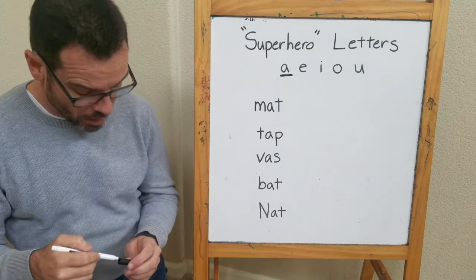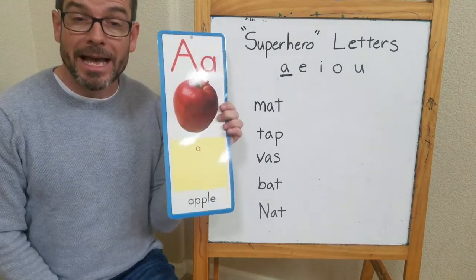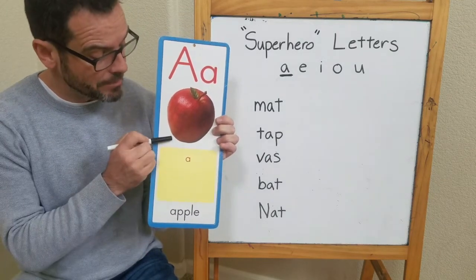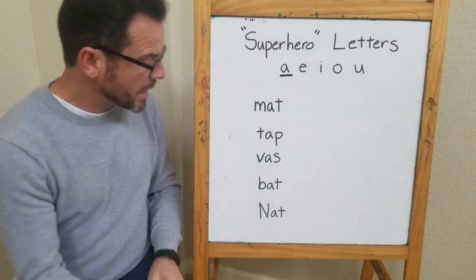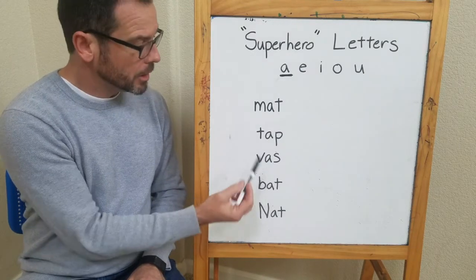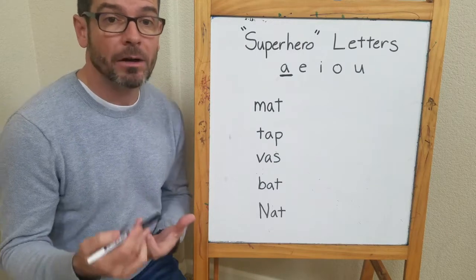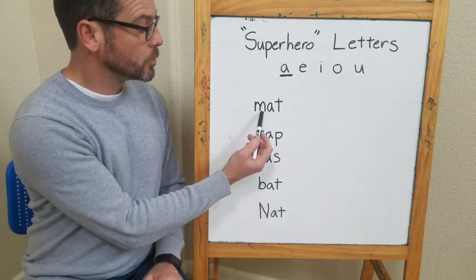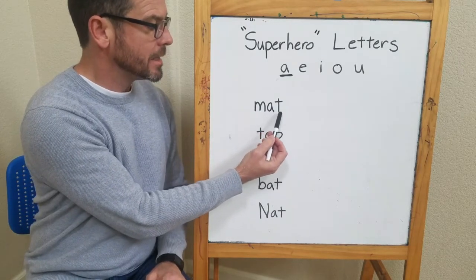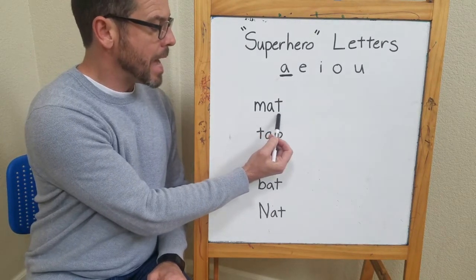So you guys already know that A makes the A sound, as in apple. And of course, we've been practicing that all year. So you know that A makes the A sound. And if we take a look at some words right here that have the A in them, you know that when we read these, we say the sound A. So this word right here, let's go ahead and sound it out. Sound it out with me. A, t. And when we blend it, mat, mat.